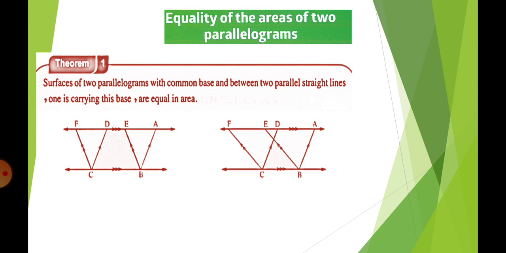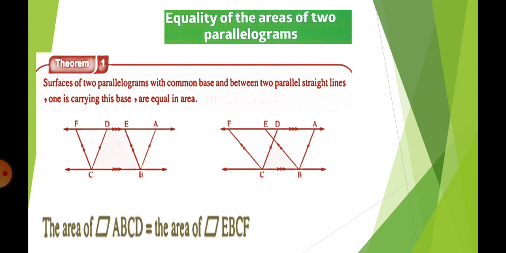Here, the parallelogram ABCD and another parallelogram EBCF. The two parallelograms with a common base BC and the two bases AD and EF on the same straight line which is parallel to BC, then the area of ABCD equals the area of EBCF. The two parallelograms with the common base and lying between the two parallel straight lines, one of them carrying the base, are equal in area.